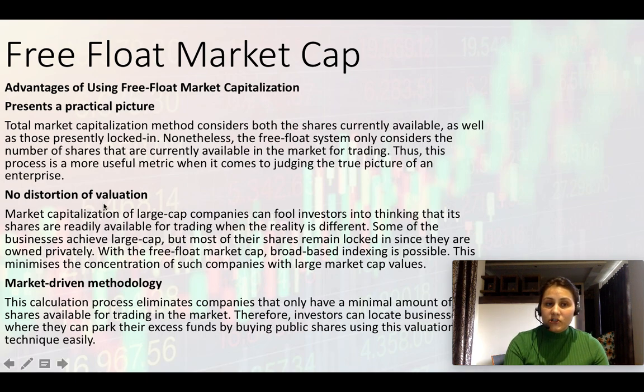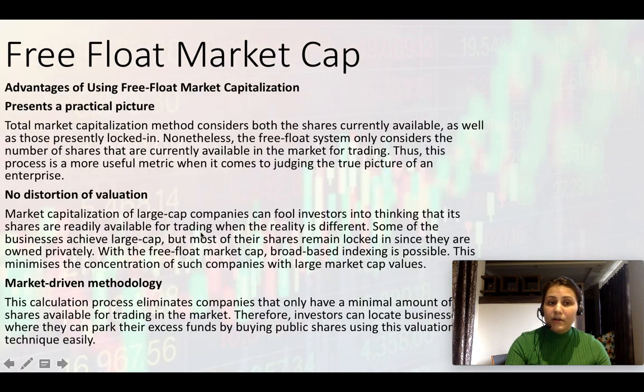Then, no distortion of the valuation. That means the market cap of large cap companies can fool investors into thinking that its shares are readily available for trading when the reality is quite different. So when you decide you want to invest in this company, you believe it's good, but you would not find the shares available for trading. So this gives a very clear picture.